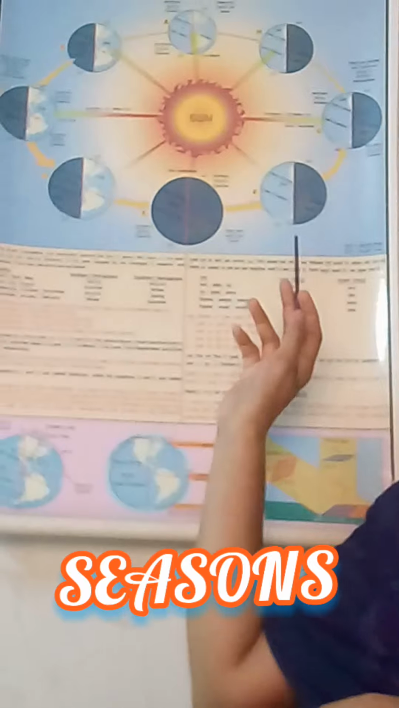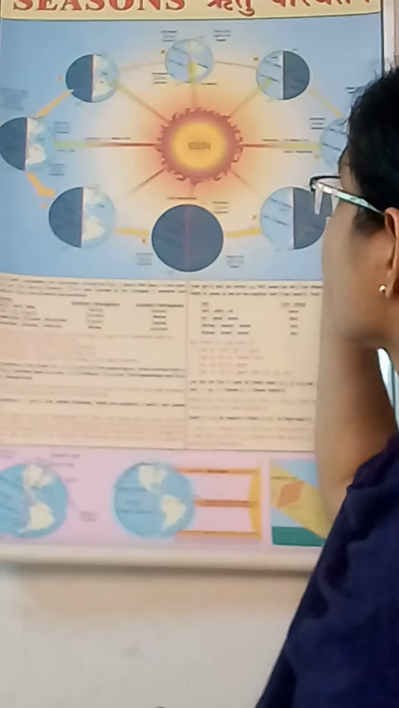We are learning about the annual movement of the Earth, that means the revolution of the Earth. In this diagram, the revolution of the Earth around the Sun along its orbital path is represented. That movement leads to the occurrence of seasons.